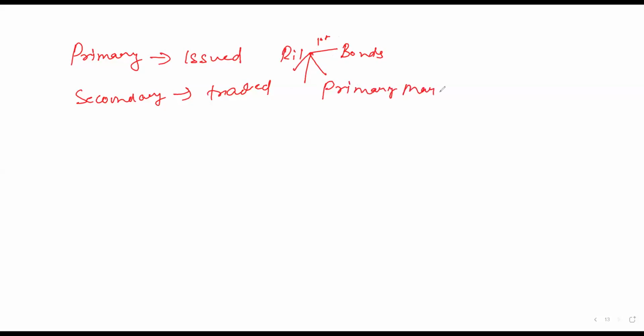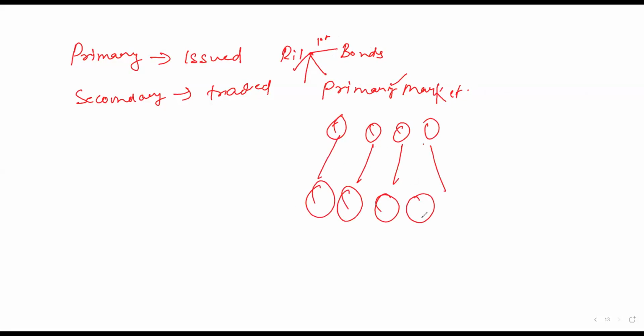Those who subscribe for these bonds will get the allotment for the bonds. But if the participants who have got the allotment want to sell it to someone else, they will have to sell it in the secondary market. So in secondary market, shares are traded between the participants, and in primary market, the one who subscribed to the issue will get the allotment. So that is the difference between primary market and secondary market.